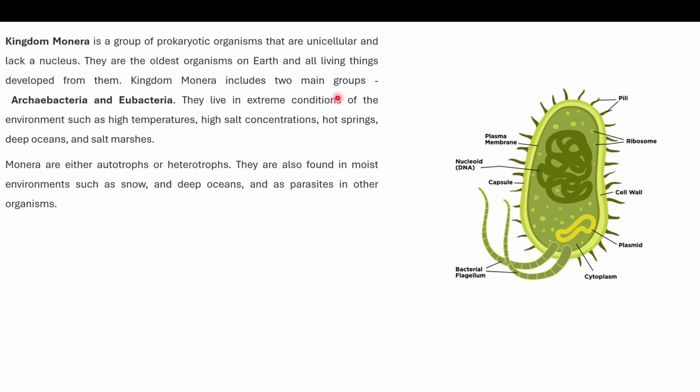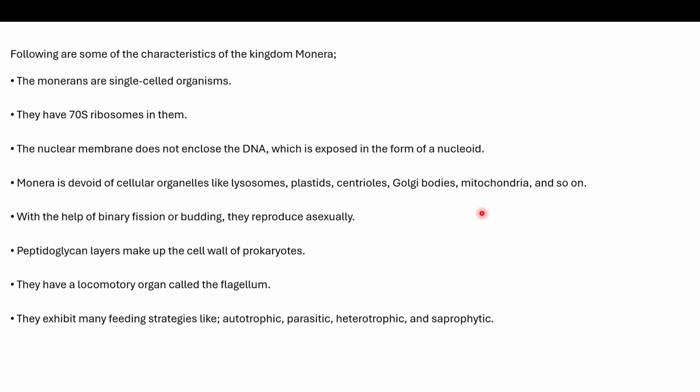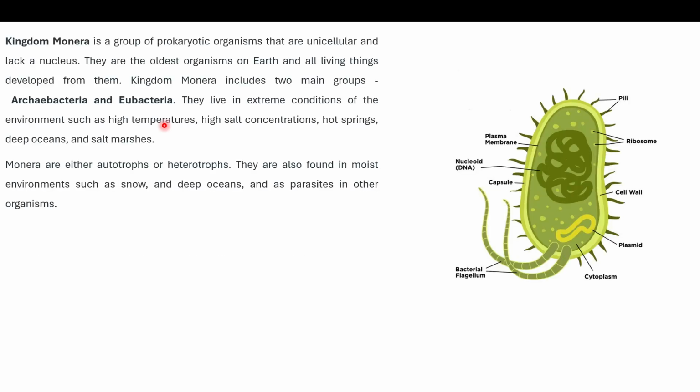So monerans live in extreme conditions of the environment, such as high temperatures, high salt concentrations, hot springs, deep oceans, and salt marshes. And monerans can be either autotrophic or heterotrophic. They are also found in moist environments like snow and deep oceans, and they can live as parasites inside other organisms. Okay. So, what are some of the characteristics of monerans? Monerans are single-celled organisms. They have 70S ribosomes in them.